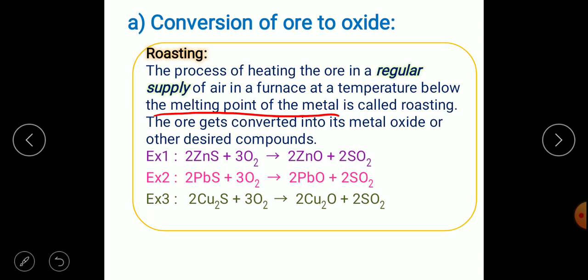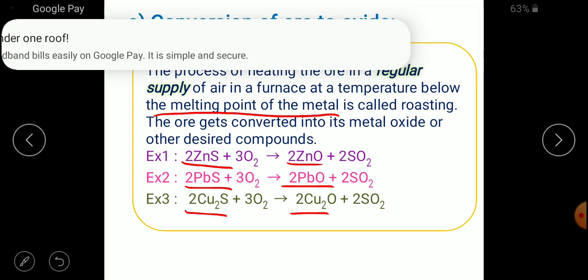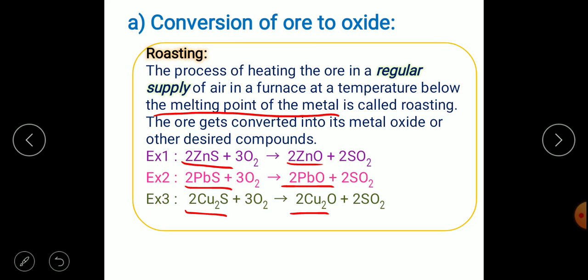So we are going to heat the concentrated ore in the presence of air, at a temperature below the melting point of the metal. So this is called roasting. The ore gets converted into its metal oxide or other desired compound. Here you can observe I have given 3 examples. Zinc sulfide is converted into zinc oxide, lead sulfide is converted into lead oxide, copper sulfide is converted into copper oxide. So this is the roasting.